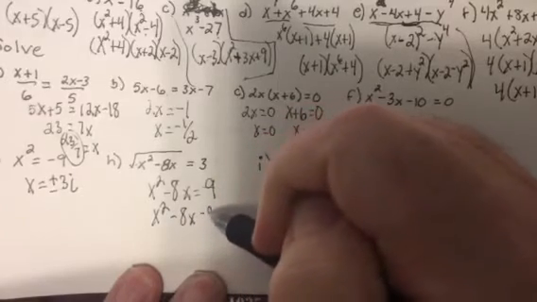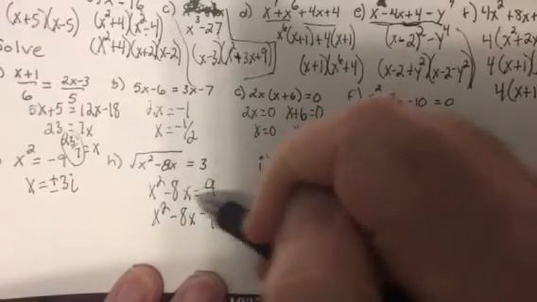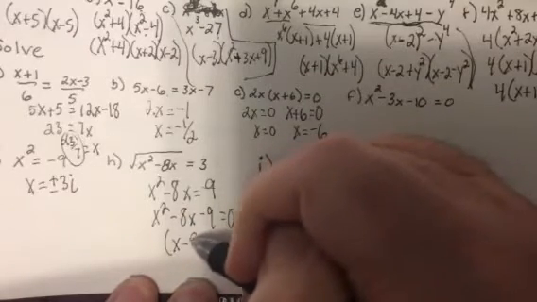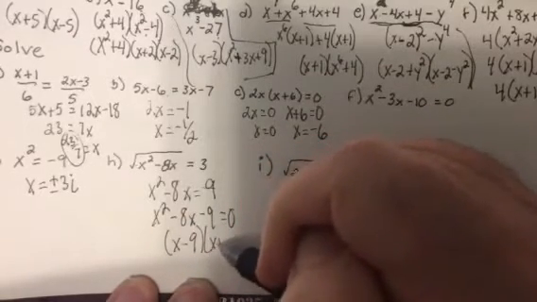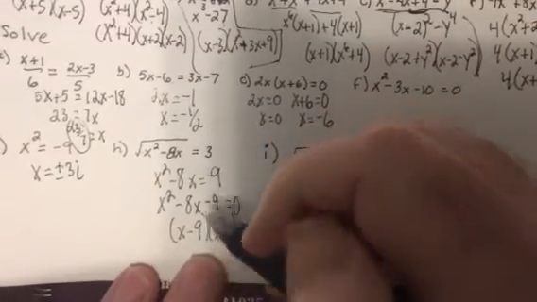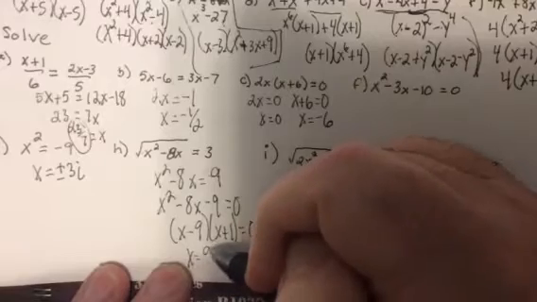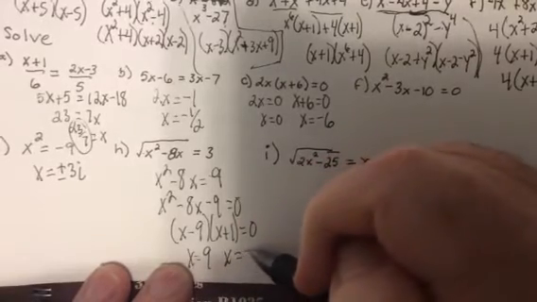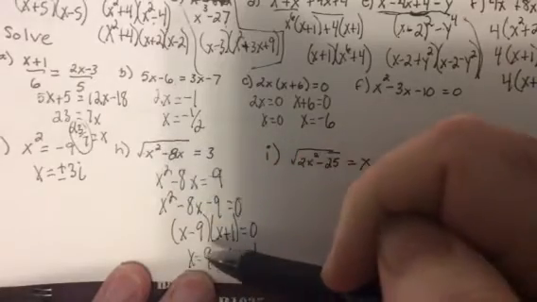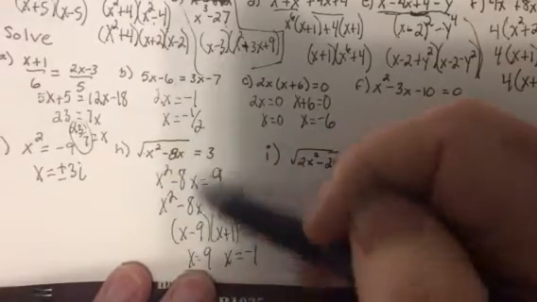So I'm going to subtract 9. Completing the square would be excellent. So this would be x minus 9, x plus 1. So x equals 9, x equals negative 1. And whenever you have a radical, you should check, and they both do work.